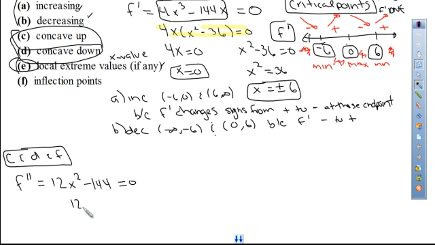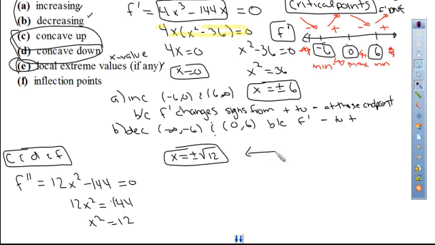So I'm going to have 12x squared equals 144. So x squared is equal to 12. So x is equal to plus or minus the square root of 12. So these are possible points of inflection. So I'm going to check my points. So I have negative square root of 12 and positive square root of 12.